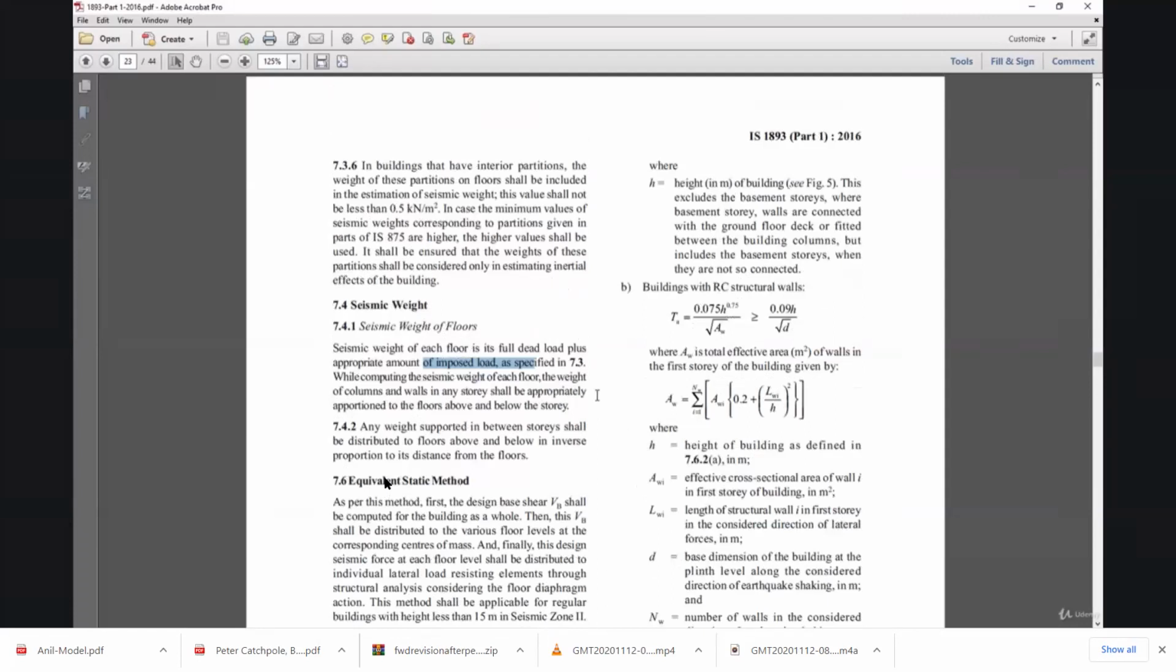Whereas there are some buildings which only have RCC structural walls, not even a single column. So for those buildings, we need to calculate this time period with the help of this formula. That is 0.075 into h to the power 0.75 divided by under root of AW.